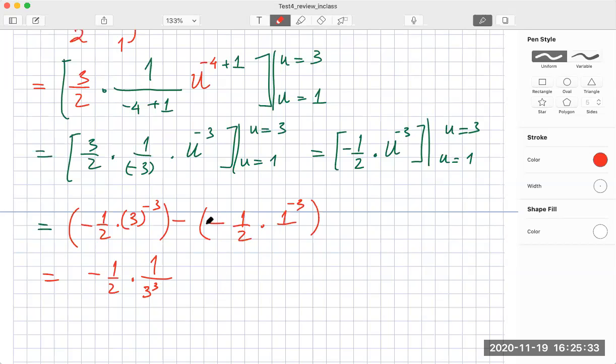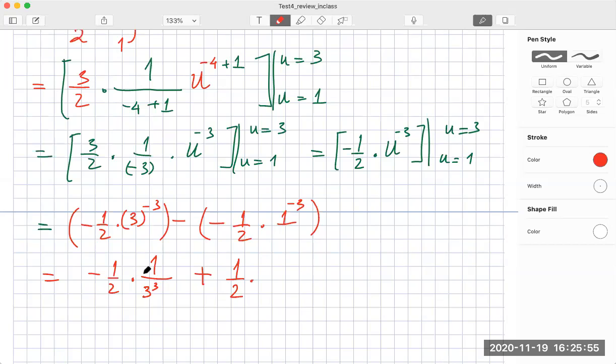And subtract a negative number, it would be the same as adding a number, 1/2. This is 1, right? 1 to the negative 3 is still 1. Okay? Yes. Very good.